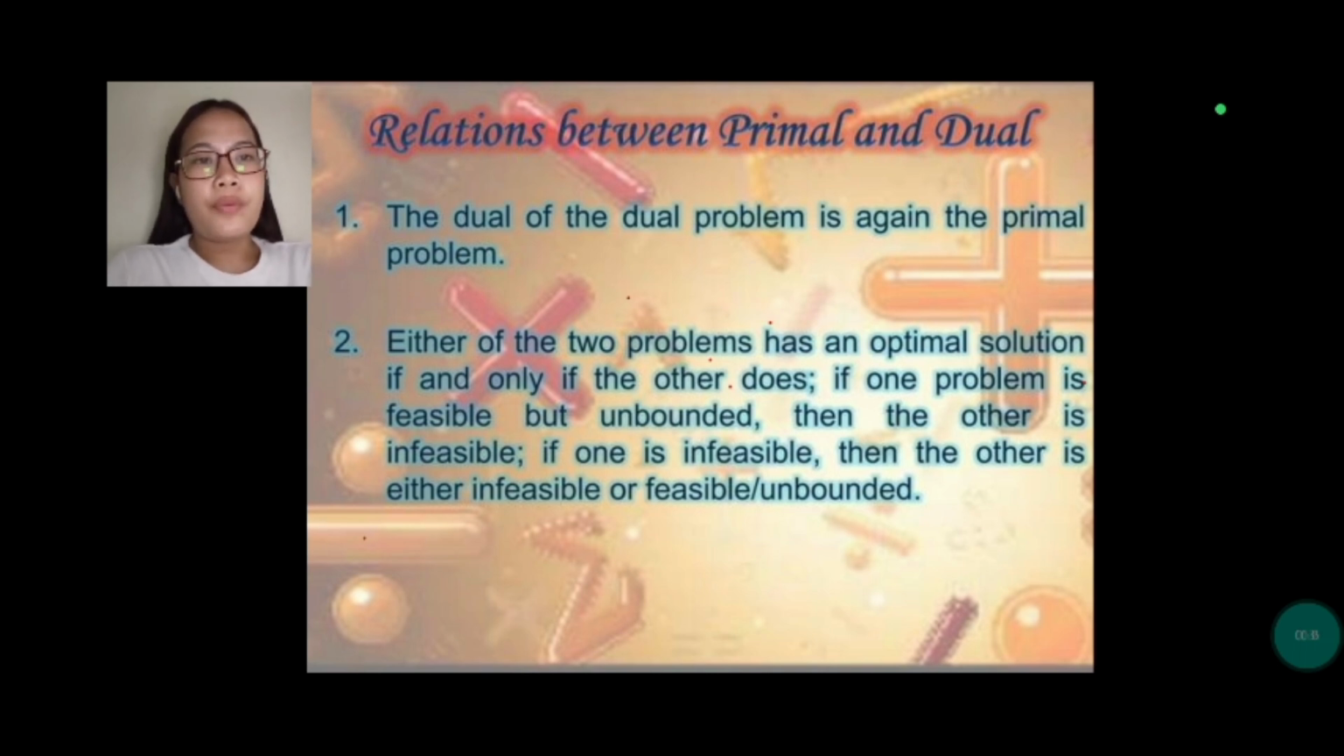Number 2, either of the two problems has an optimal solution if and only if the other does. If one problem is feasible but unbounded, then the other is infeasible. If one is infeasible, then the other is either infeasible or feasible but unbounded. So, if feasible but unbounded, it has no limits, it is boundless, infinite. If infeasible, it has no boundaries or limits.